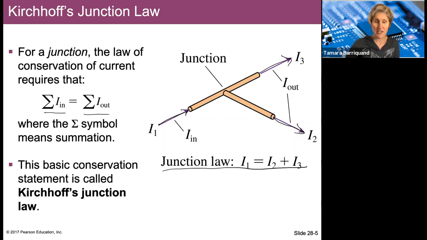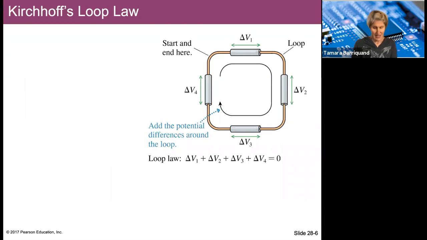This basic conservation statement is called Kirchhoff's junction law. Now, we also looked at a second law that Kirchhoff has. Kirchhoff's second law is his loop law. And the loop law tells us that if we go all the way around our loop, the change in the potential as we go all the way around the loop must come back to zero. The total change in the potential must come back to zero.